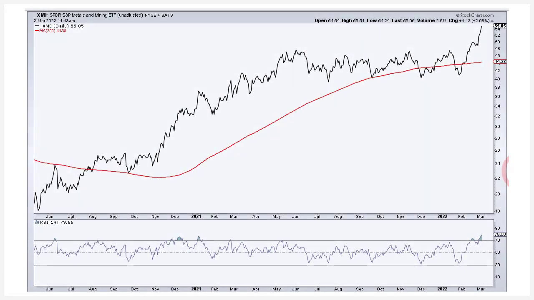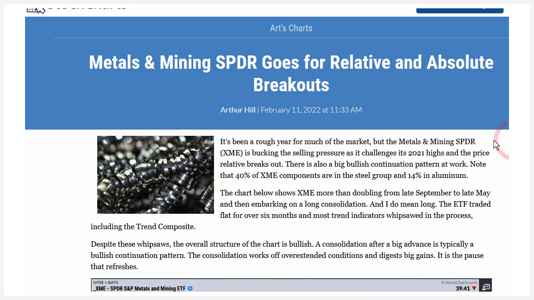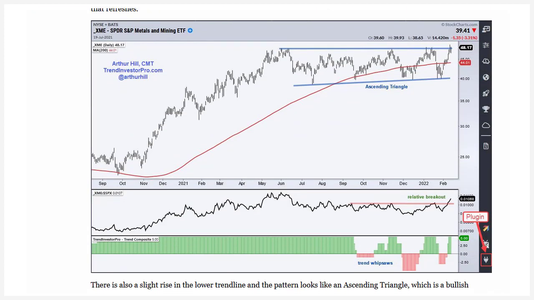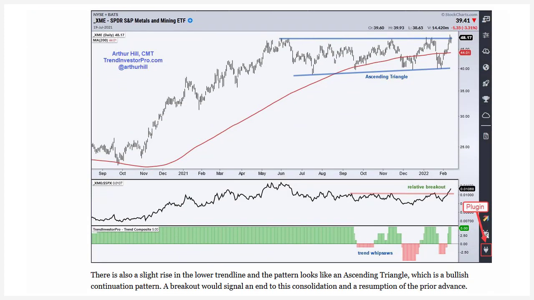Now, you may have noticed that I am showing line charts, because when things get extra volatile, I like to turn to line charts and take a step back and get some perspective and see what's going on. And I posted an article on XME on February 11th, and you can see that at Stock Charts. I posted it under Arch Charts. There it is, February 11th, because it was showing some relative and absolute strength.